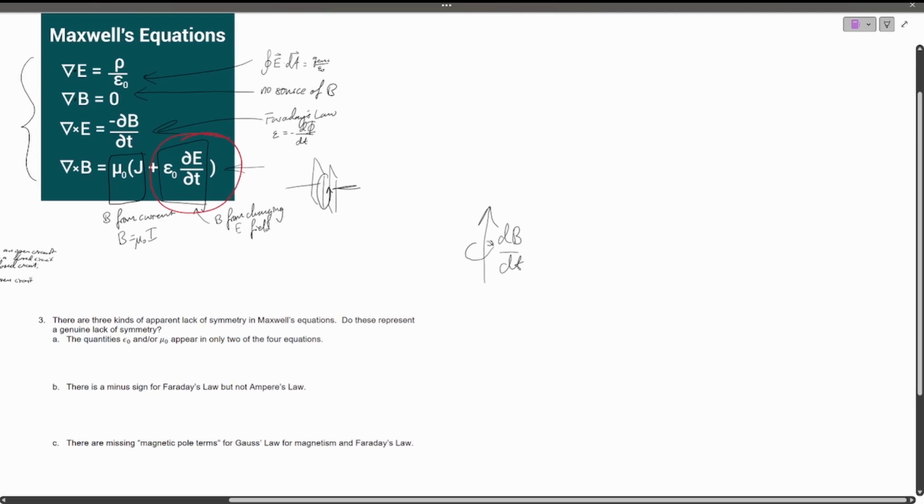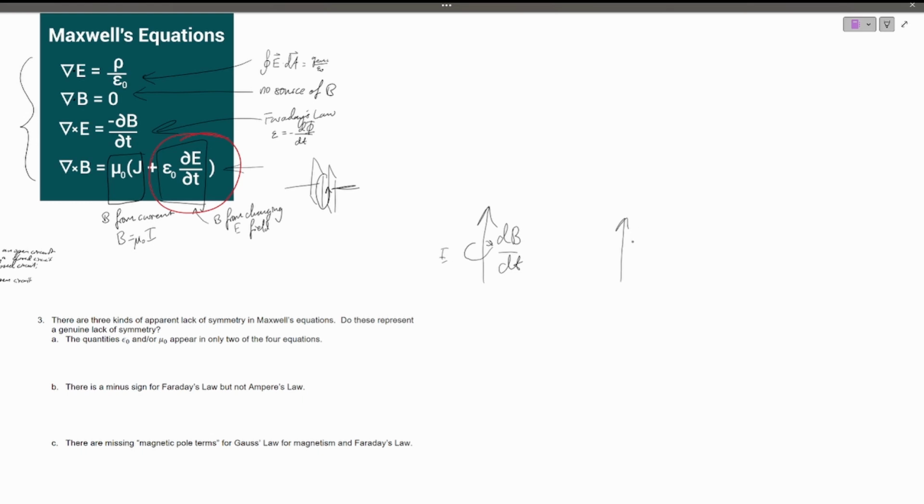Whereas the last one, Ampere's law, is saying if you have current or dE dt, then you will have instead a positive direction, like so. So the question is, why is there an asymmetry there?